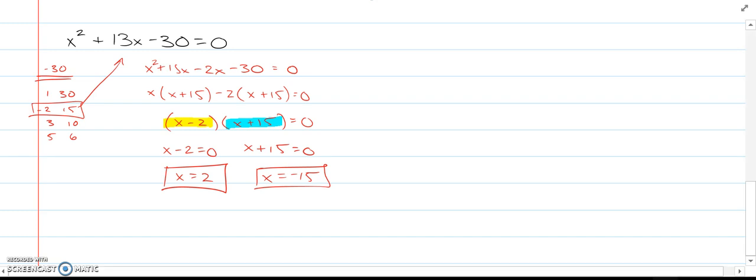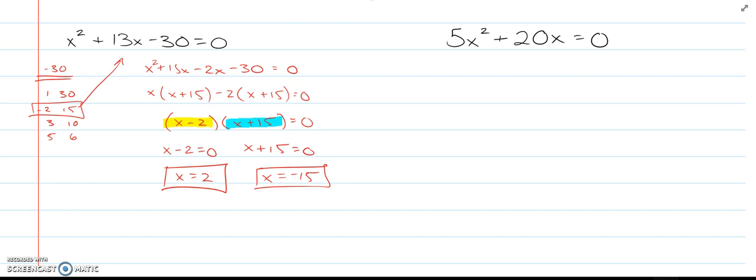Another example for you. 5x squared plus 20x equals 0. This is only two terms, so it's not necessarily the same type of situation as what you had before with a trinomial ending up with two different sets of parentheses, but you do know that it has a greatest common factor, and the greatest common factor is 5x. Take that, put it on the outside. X plus 4 is left over.